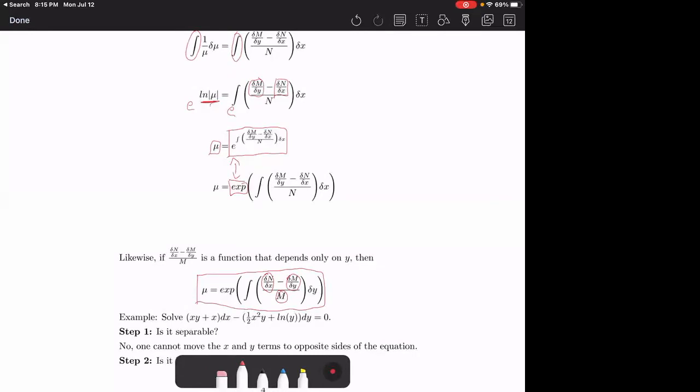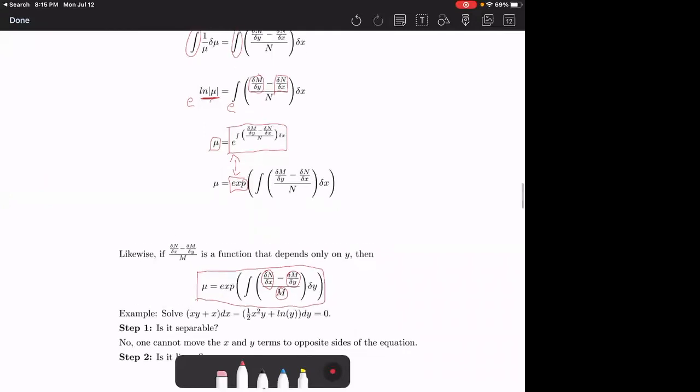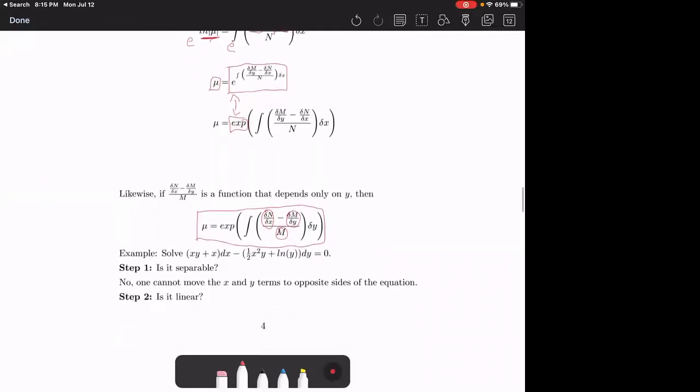Okay, we're going to use all that new knowledge for our example here. We're going to solve (xy plus x) dx minus (1/2 x squared y plus ln y) dy is equal to 0. Step 1, we're going to go through pretty much every section we've done up to this point to see how on earth we are going to integrate this thing.